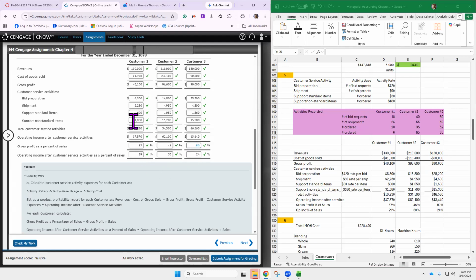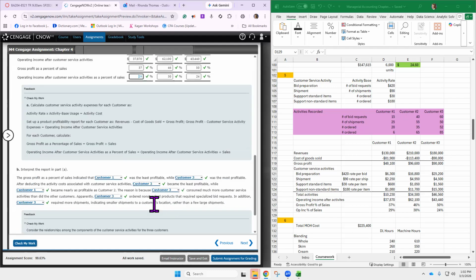But then when you subtract all these customer service costs allocated to these 3 customers, all of a sudden the one that was 50% is now down to 24%, and the second customer is holding its own with 30%, but then customer 1 has come up from behind in second place to customer 2. All right, so let's put it in.